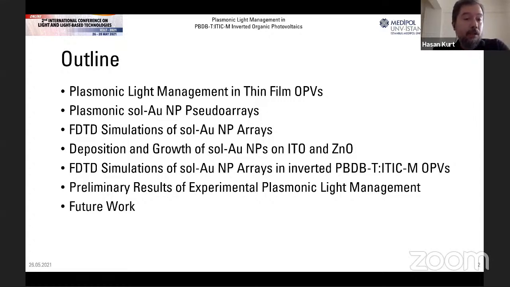And we are going to see some finite difference time domain simulations for spectral response of these arrays. And we are also going to see experimental deposition and growth procedures. Then we are going to implement these nanoparticle arrays in inverted photovoltaics. One of the examples is going to be PBDTBT based OPVs. And then I'm going to show you preliminary results of experimental enhancement in solar cell efficiency. And I'm going to talk about future work, and we are going to be done.